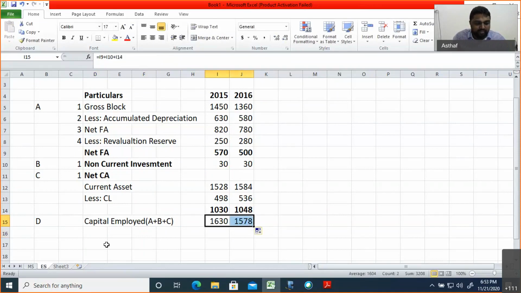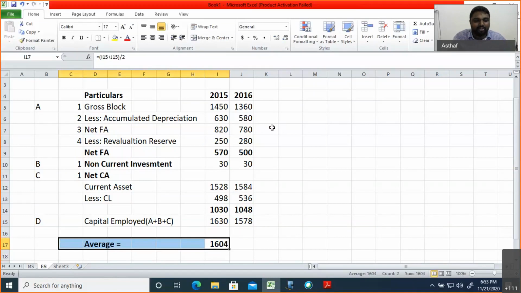So what is the average? We have to take the average. So what is the average? The average will be, if you do it, 1604. Copy fast, my dear friends. Very interesting.